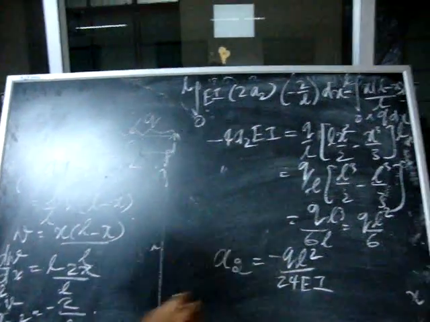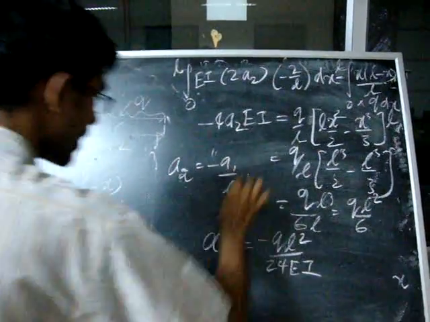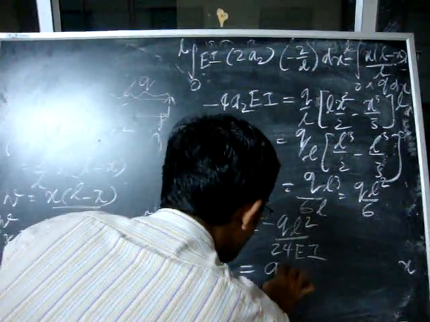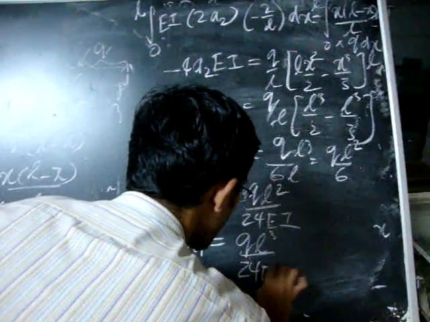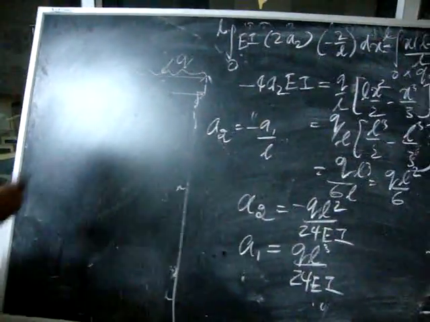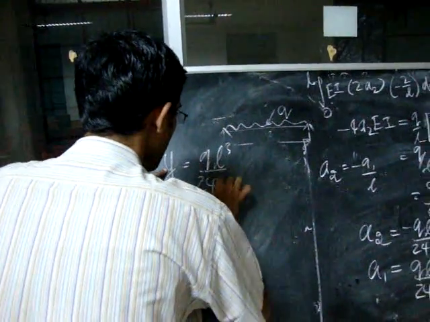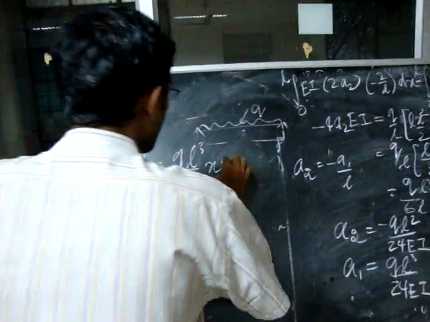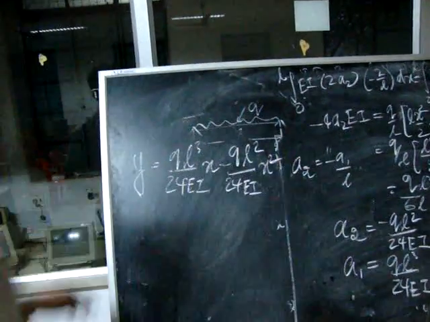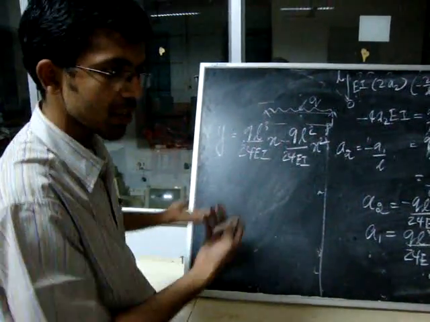a2 was equal to minus a1 by L, so my a1 will be qL cubed by 24 EI. So my final function will be a0 is 0, a1 x plus a2 x squared. I need to check how good this function is, how close this function is to the analytical actual deflection expression.